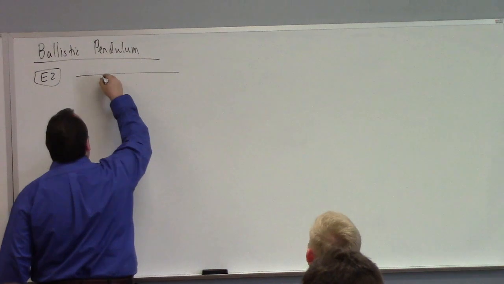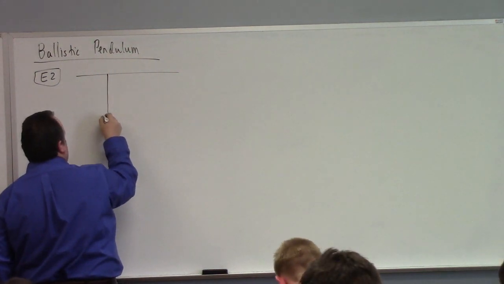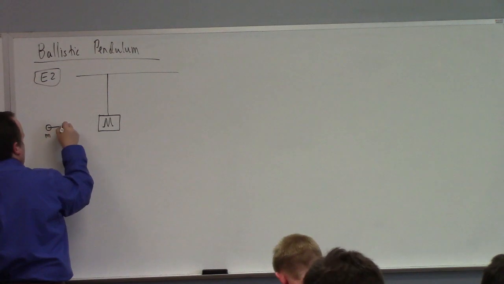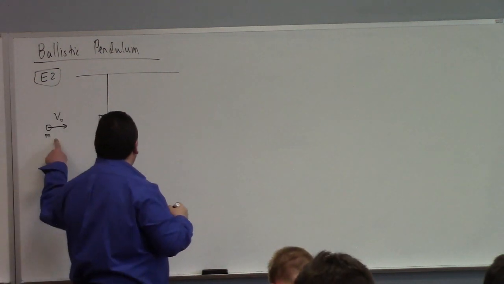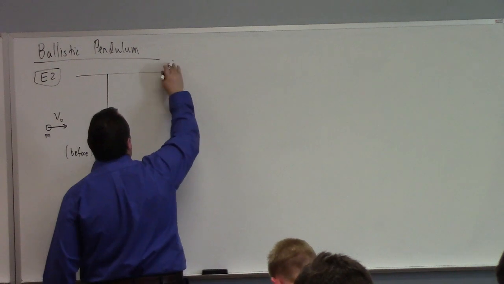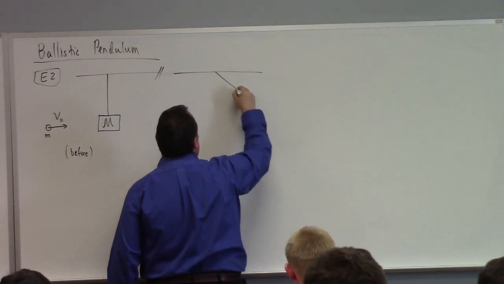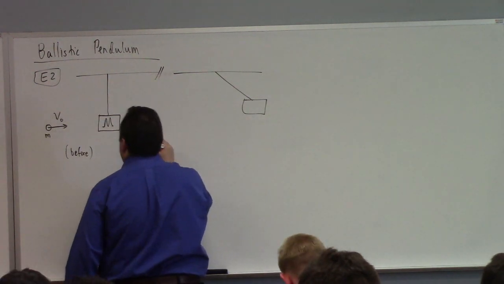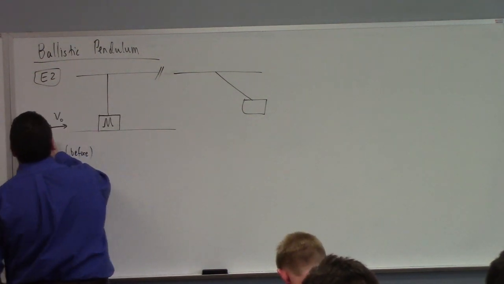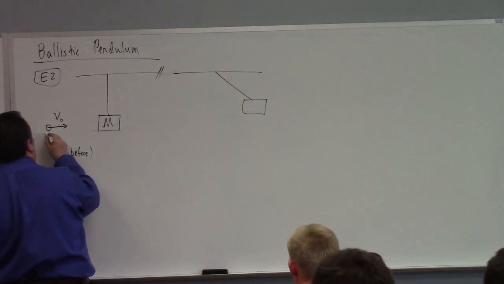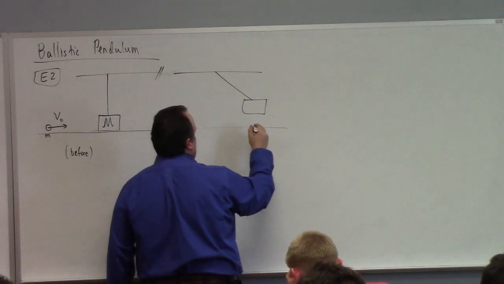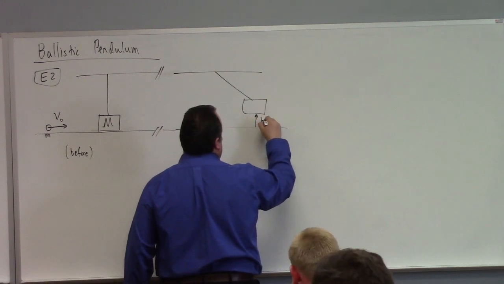I'm going to show you the most plain Jane version of it, I guess. I've got a big mass, big M. I've got a little mass, little m, with velocity v naught, a bullet. So this is before, and then afterwards. Let's put the floor so the mass is just barely above the floor, just a little bit above the floor, all right? And then afterwards, the mass goes to a height h.